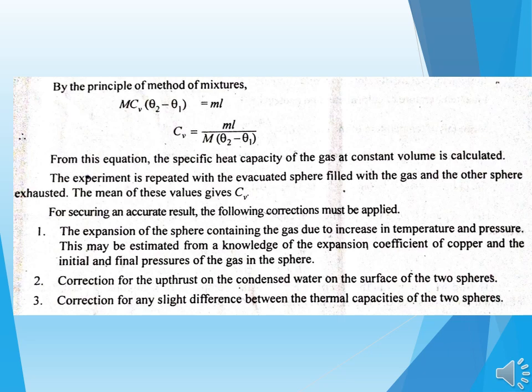Then the experiment is repeated with the evacuated sphere filled with the gas and the other sphere exhausted. For securing an accurate result, the following corrections must be applied. Number 1: the expansion of the sphere containing the gas due to increase in temperature and pressure. This may be estimated from your knowledge of the expansion coefficient of copper and the initial and final pressure of the gas in the sphere. Number 2: correction for the upthrust on the condensed water on the surface of the two spheres. Number 3: correction for any slight difference between the thermal capacities of the two spheres.